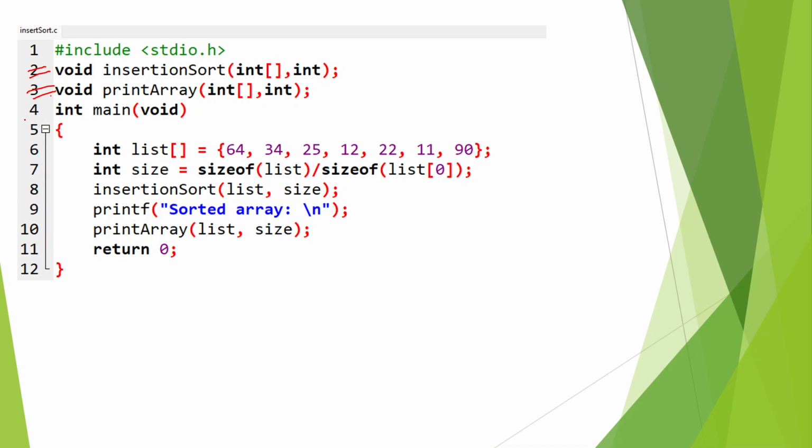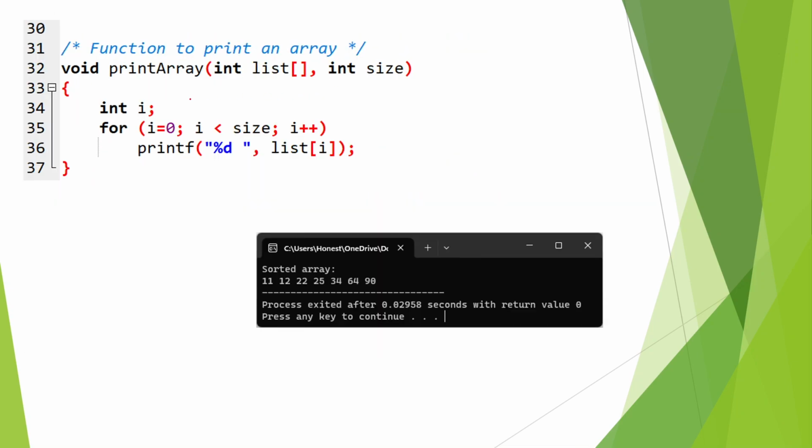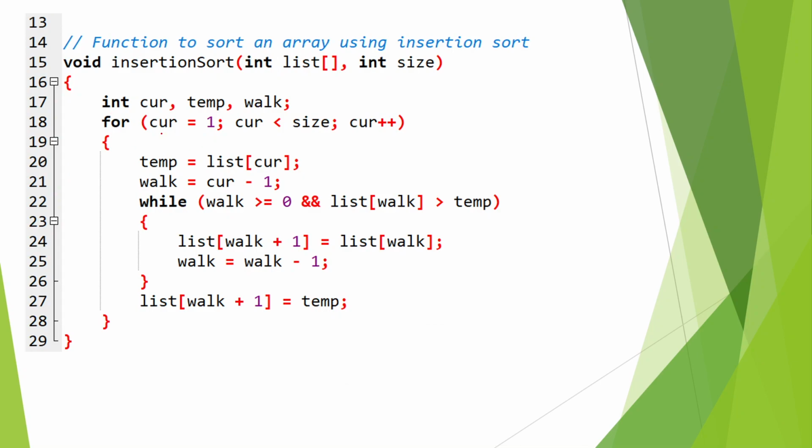And the main function is the same as in bubble sort and selection sort. The only thing which changes over here is the insertion sort function call. Previously it was bubble sort, after that selection sort, but now it is insertion sort. Only this changes. The rest is the same as your previous examples. Your print array function is also the same as in the other two sorting techniques. Nothing is changed here. Only this function we need to work out.